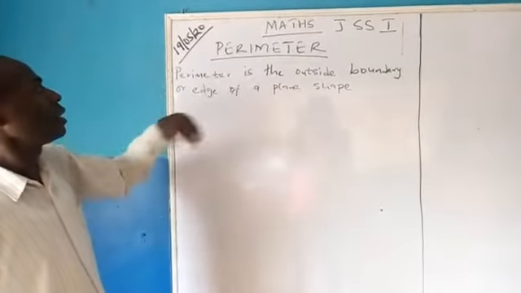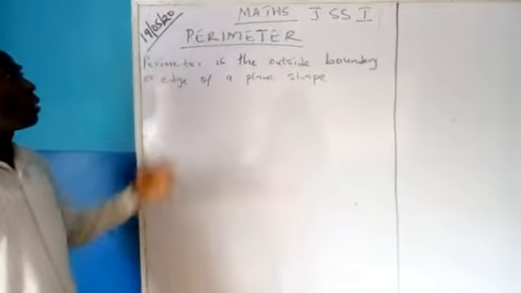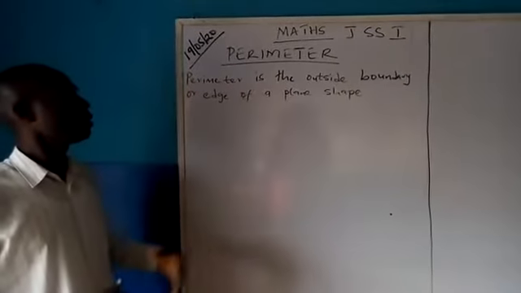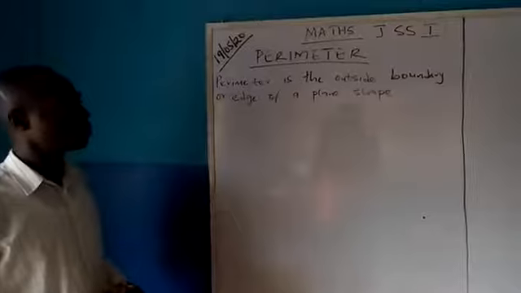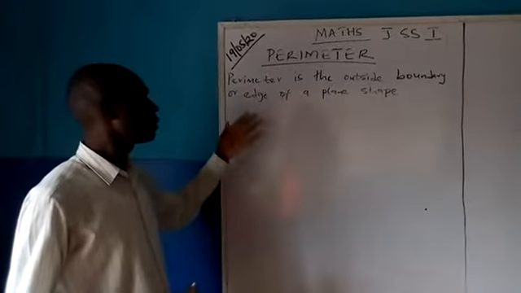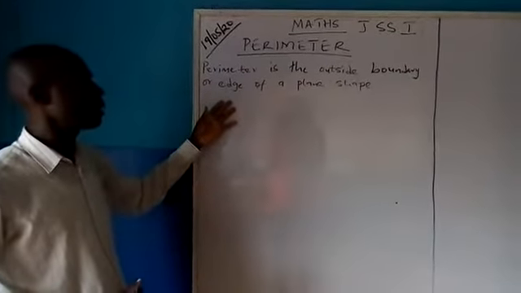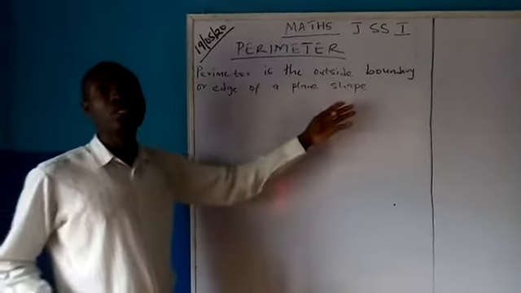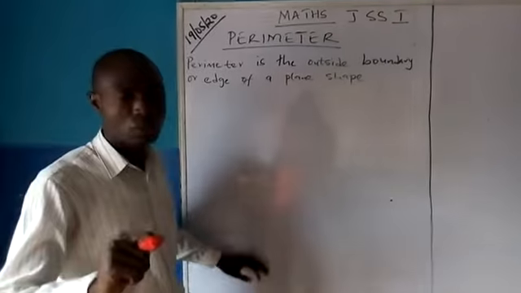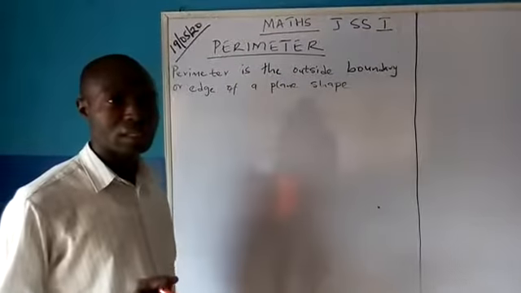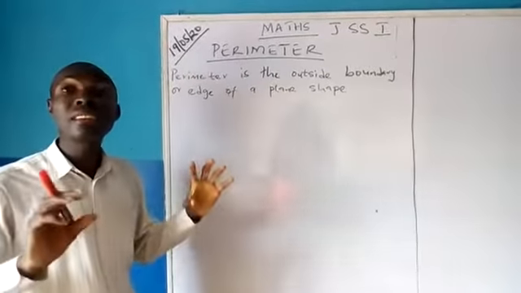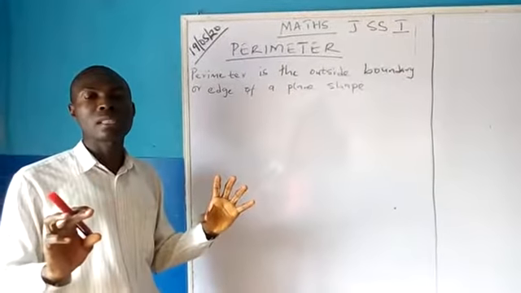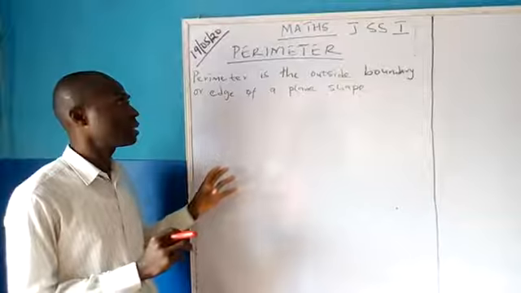So today, the topic we are looking at in our mathematics is perimeters. First of all, we need to define perimeter. Perimeter is the outside boundary or edge of a plane shape. Now, I want to tell us everything has perimeter. Any object, in as much as that thing is an object, has a perimeter. The perimeter is determinable; we can determine it.